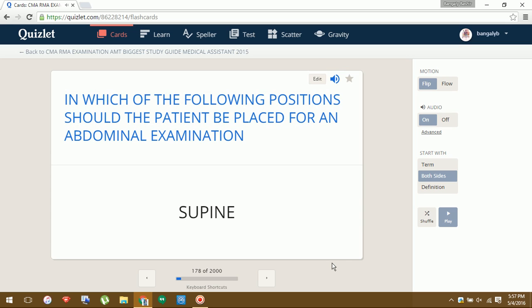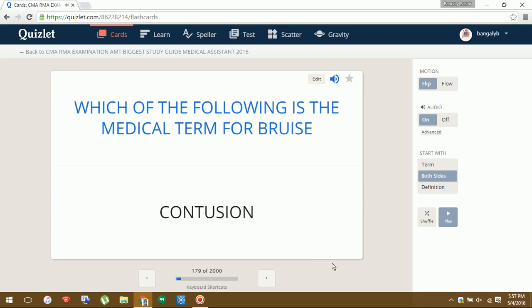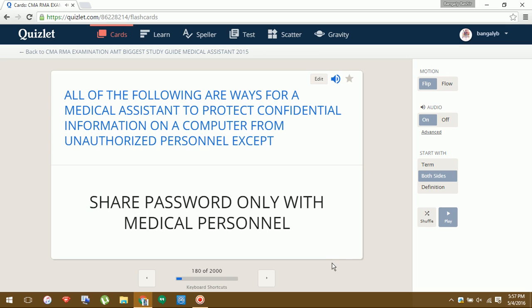In which of the following positions should the patient be placed for an abdominal examination? Supine. Which of the following is the medical term for bruise? Contusion. All of the following are ways for a medical assistant to protect confidential information on a computer from unauthorized personnel except share password only with medical personnel.